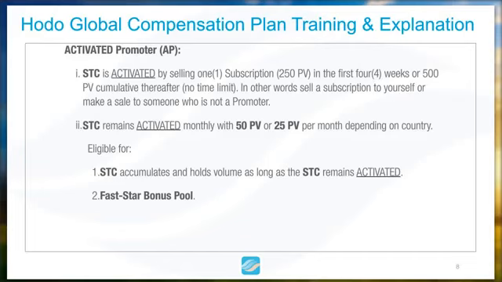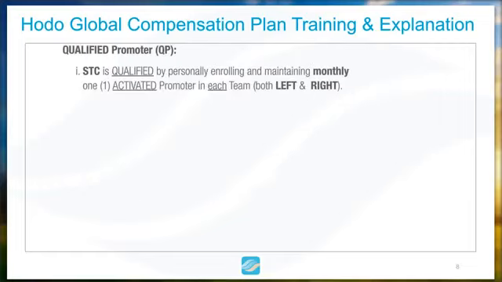And then it also qualifies you to get into the fast start bonus pool, which we'll explain in a moment. So the next thing that's very important to understand in a binary is to get qualified so that you can actually earn cycle bonuses and other bonuses that are in the plan. The real key here is that you've personally enrolled somebody in your left team or in your right team who has also activated their position. So you've got two active people, one left, one right. You've now qualified your subscription tracking center, so that you can start earning cycle bonuses and all the other bonuses that are in the compensation plan, okay?